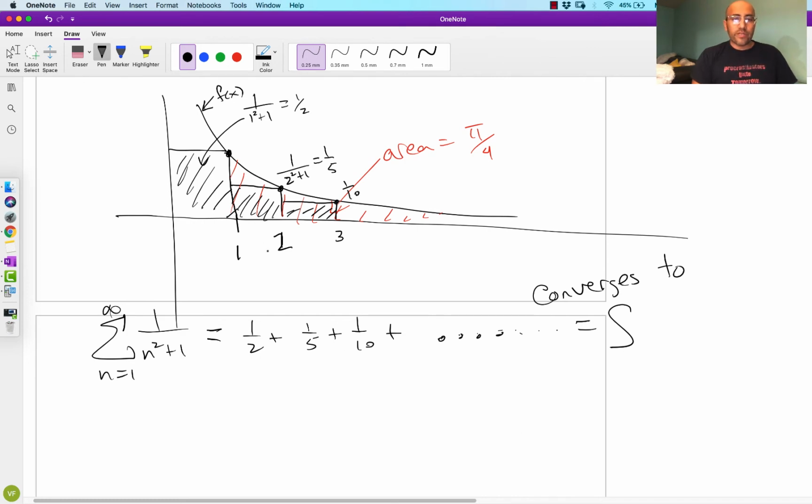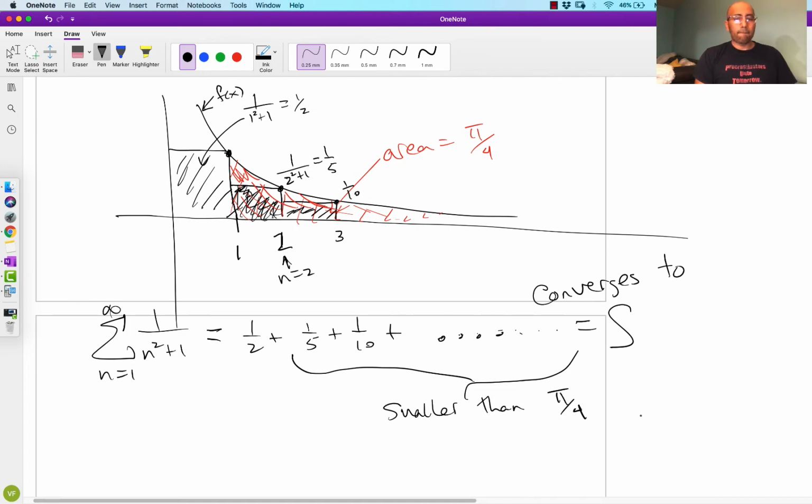And so we know that starting with n equals 2, all of these rectangles are always smaller than the area of the integral. Remember, we only integrated from 1 forward, so the area of all this red is pi over 4. So all of this is smaller than pi over 4. So we've established an upper bound.